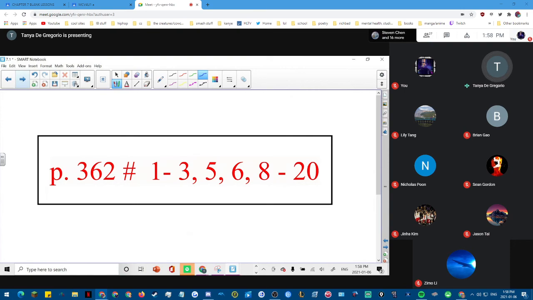Okay, and this is the homework for this section, guys. Page 362, numbers 1 to 3, 5, 6, and 8 to 20. Okay, tomorrow we are going to continue with chapter 7, and then Friday is your test.